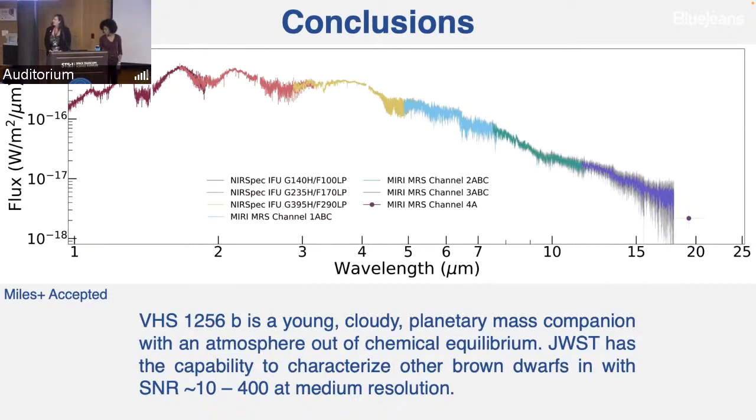One from Joel Kastner. Stunning to see this 1 to 20 micron spectrum of a young brown dwarf. Can you remind us what's the age of VHS 1256b? Is it as young as HR 8799? I would have to look up the exact date. I know it's like a couple 100 million years old, right? Yeah. But I'll post in the Slack the actual paper so that we know.